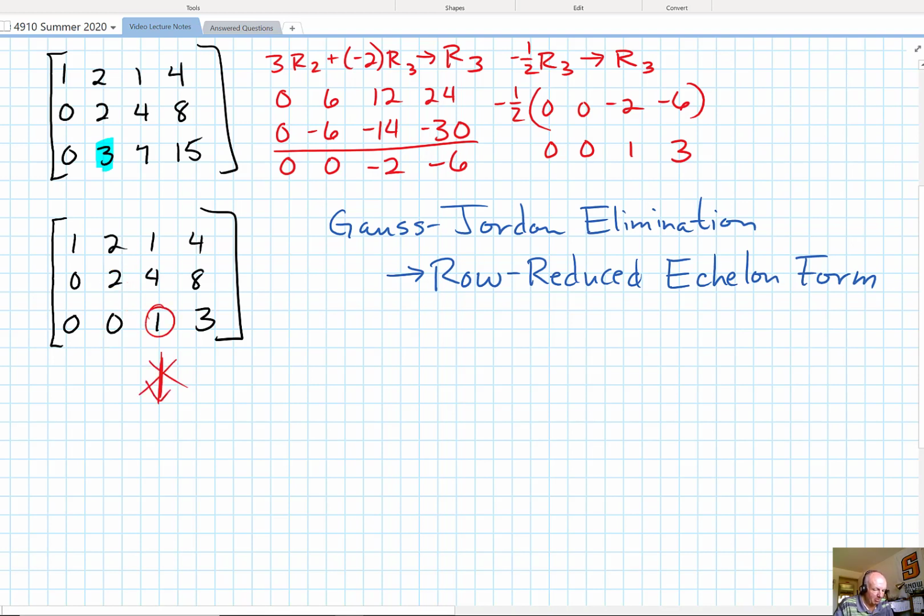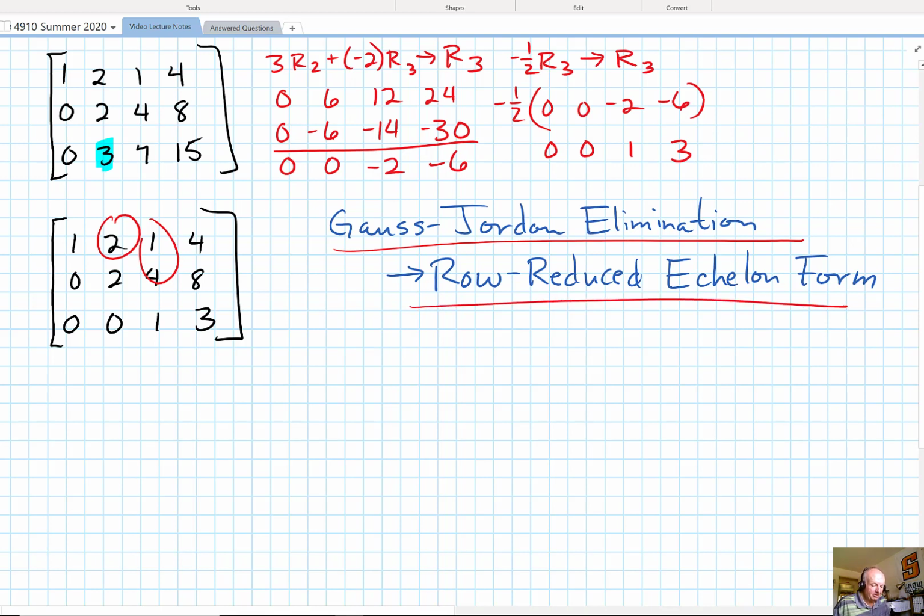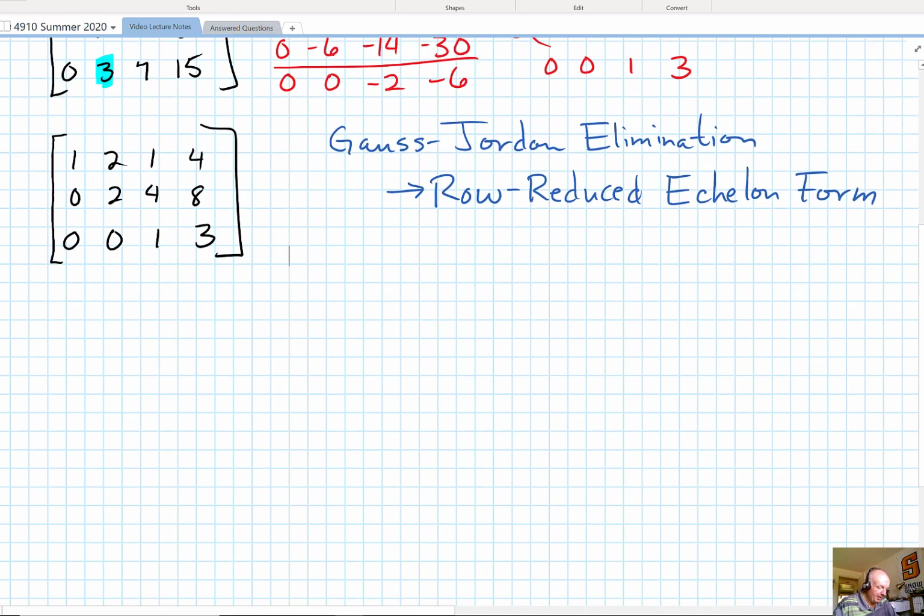Once you've zeroed everything out below, then you start zeroing everything out above your leading term. So you'll go after the 4 and the 1, and then you'll go after the 2. All right, so that's where we're at, and that's what we want to do. We want to get zeros here and here using Gauss-Jordan elimination, thus giving us a matrix in row reduced echelon form. So the process is pretty much the same.